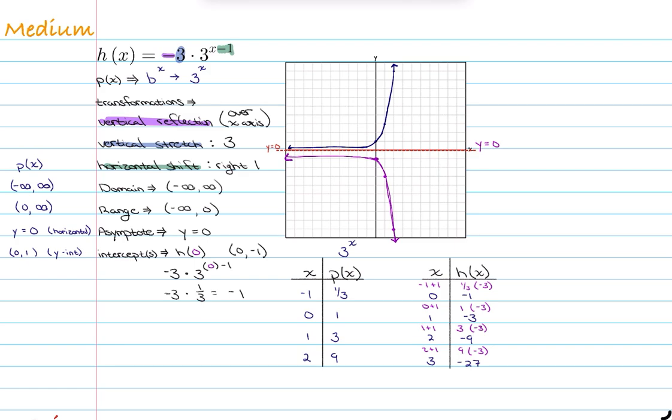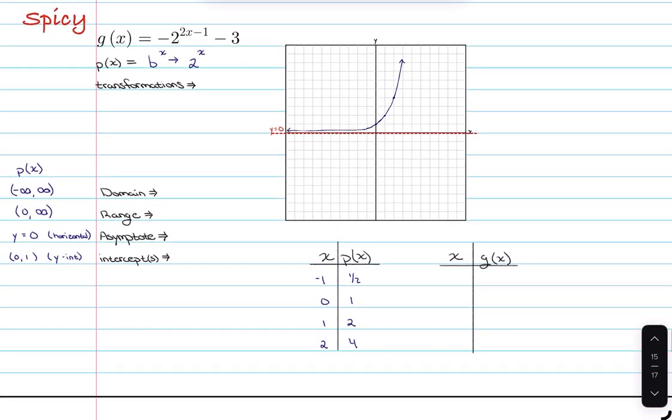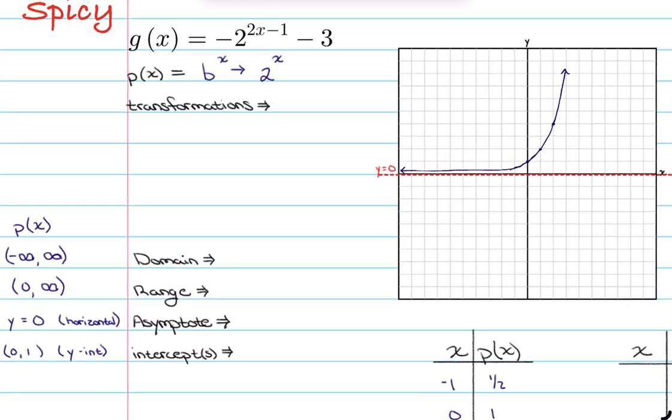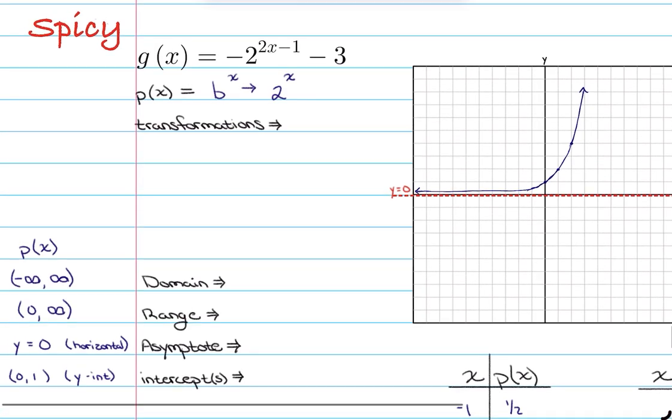This is going to be our spicy example, all right? That just means more transformations. That's all spicy means in this case, is more transformations. So this is still an exponential function. So that means that I have b to the x as my parent. Since I have 2 here, that means my b is a 2, so I have 2 to the x. Again, I drew the parent function for you. Okay, and I have the points written down as well.